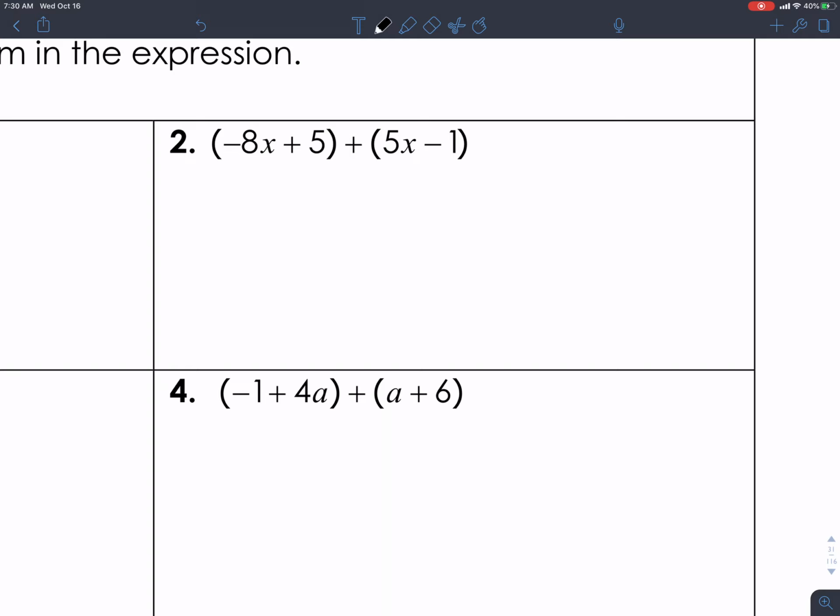So basically, I have a plus sign right here. This is important. So let's look at the first part of the expression inside the parentheses. It's negative 8x plus 5. There's nothing I can do inside, so I just have negative 8x plus 5. I can get rid of the parentheses. I have this plus sign. That plus sign means I just add what's in the parentheses.